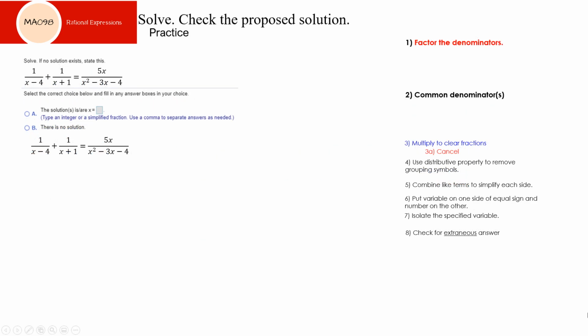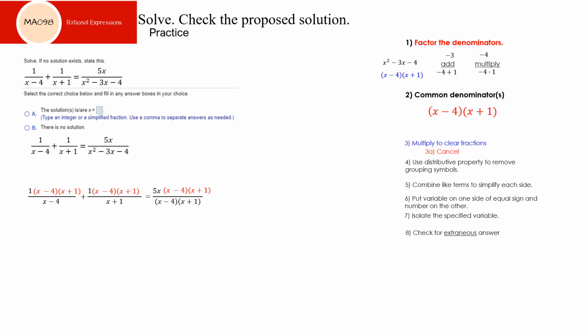Now it's your turn. Pause the video, find the solution, and press play to check. All right, let's see how you did. The first thing we had to do is factor the denominators. X squared minus 3x minus 4. We need to think of numbers that multiply to negative 4 and add to negative 3. It turns out that's x minus 4 and x plus 1. So it's pretty easy to see that our common denominator is going to be x minus 4 times x plus 1. So what I did was I multiplied everything by our common denominator.